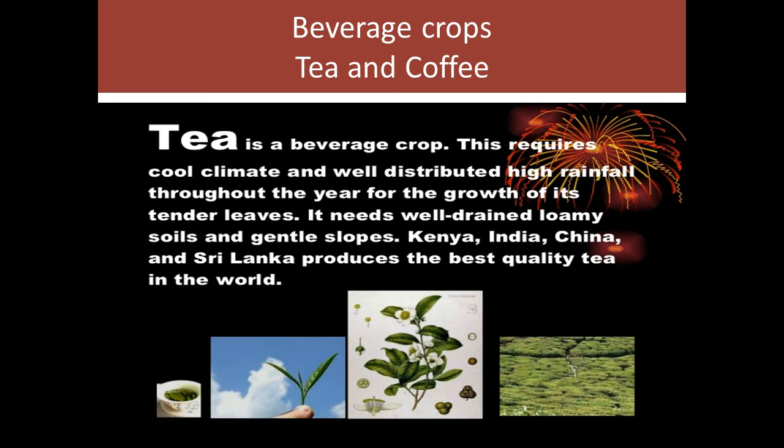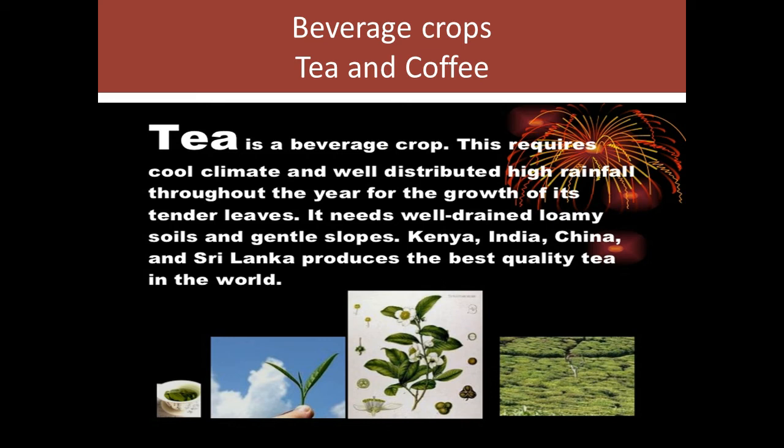Now, let us talk about the beverage crops under the major crops. We are having two types of beverage crops. One is tea and the other one is coffee. Obtained from the leaves of an evergreen bush, tea is the most popular beverage all over the world. The tea bush yields leaves only in the third year.